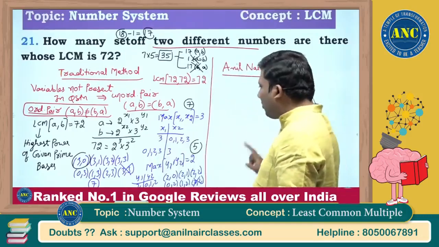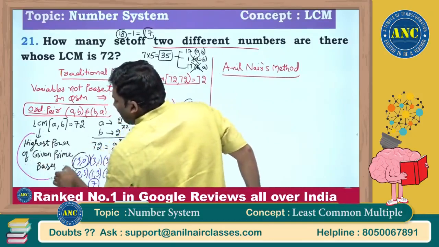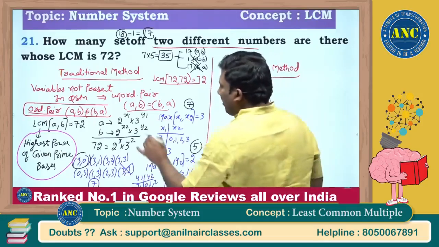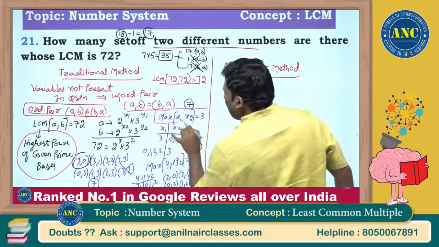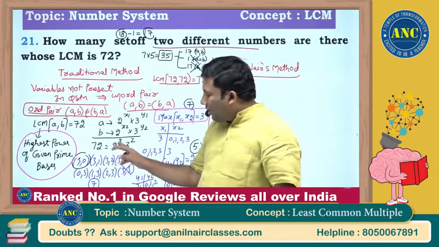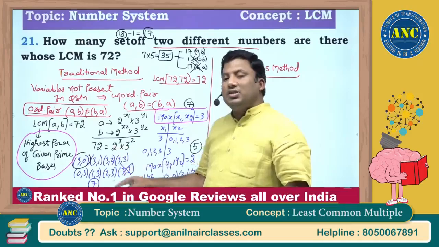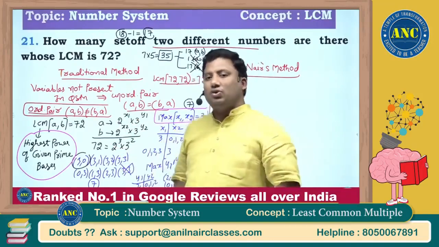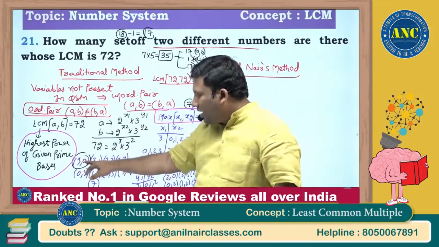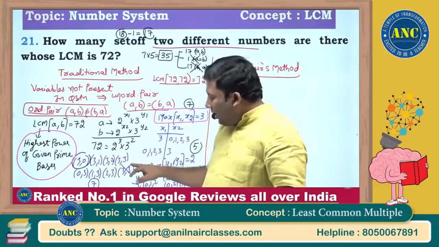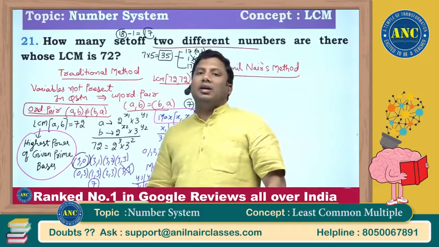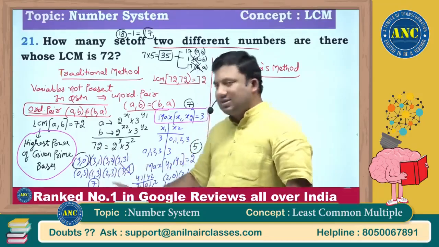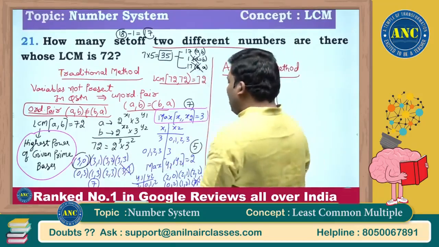The entire idea is based upon this point. LCM is defined as the highest power of the given prime bases. Why is the maximum of x1, x2 equal to 3? Because the answer contains 72, which is 8 into 9. Either x1 contains 3, or x2 contains 3, or both contain 3. If x1 contains 3, x2 can contain 0, 1, 2, 3. If x2 contains 3, x1 can contain 0, 1, 2, 3, with 3 already counted twice. 1, 2, 3, 4, 5, 6, 7. 7 cases.